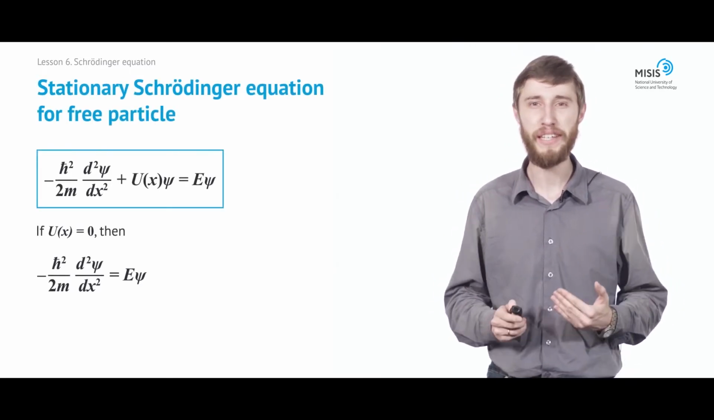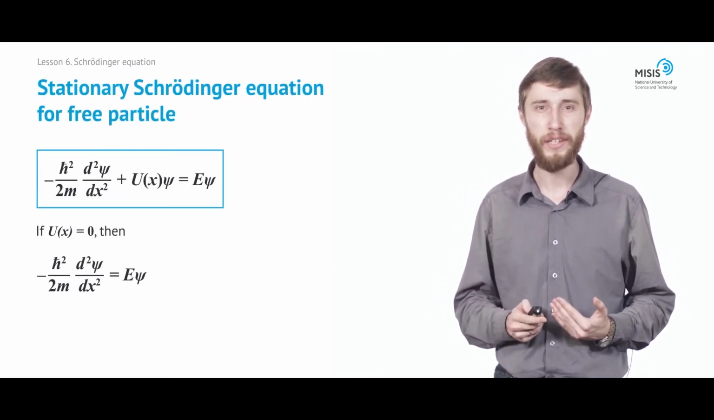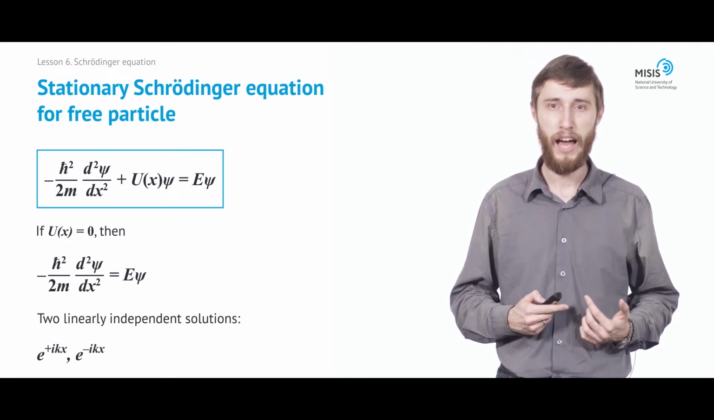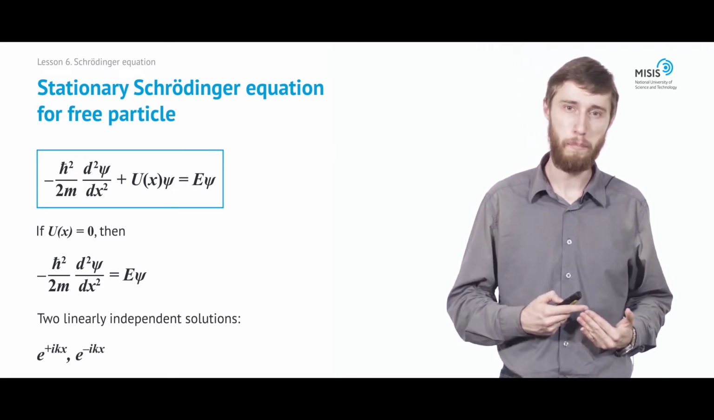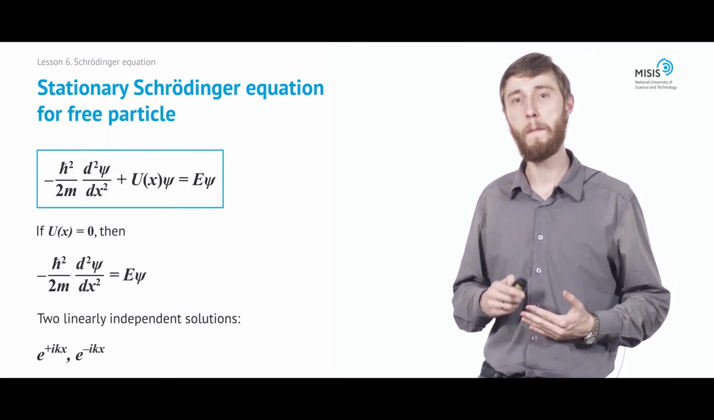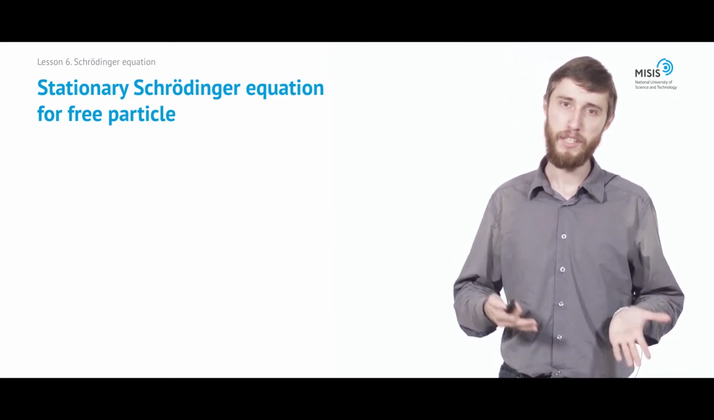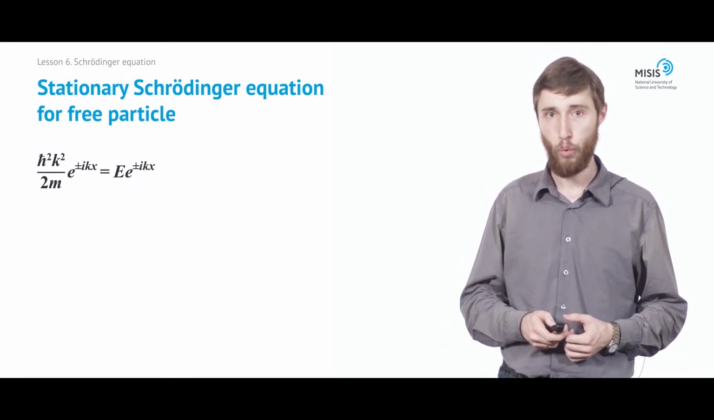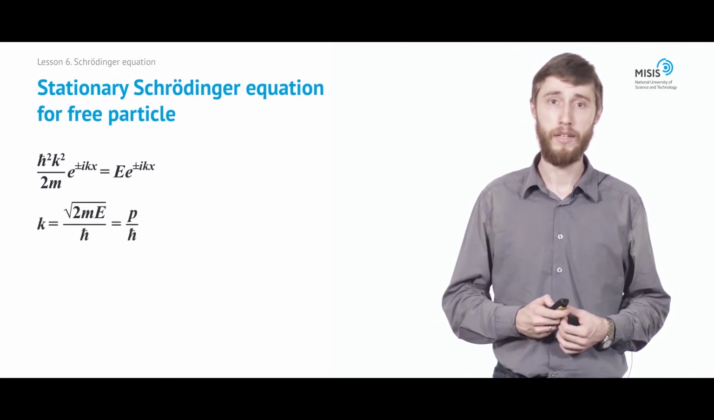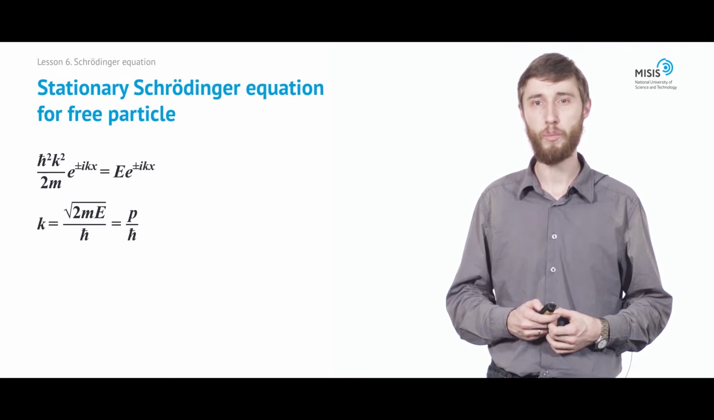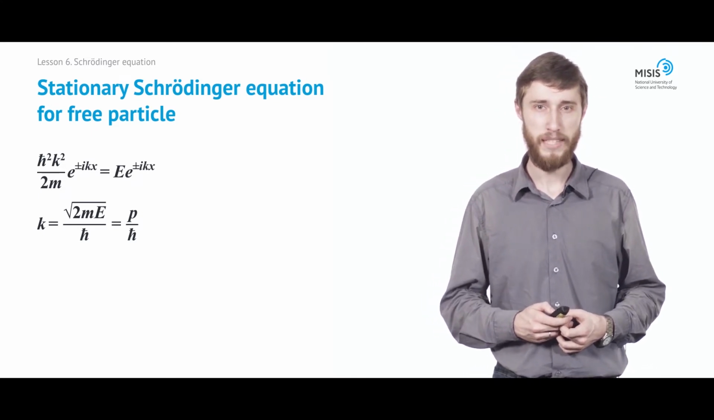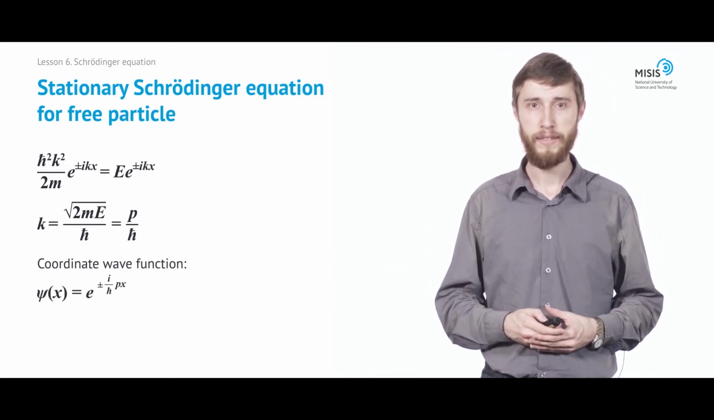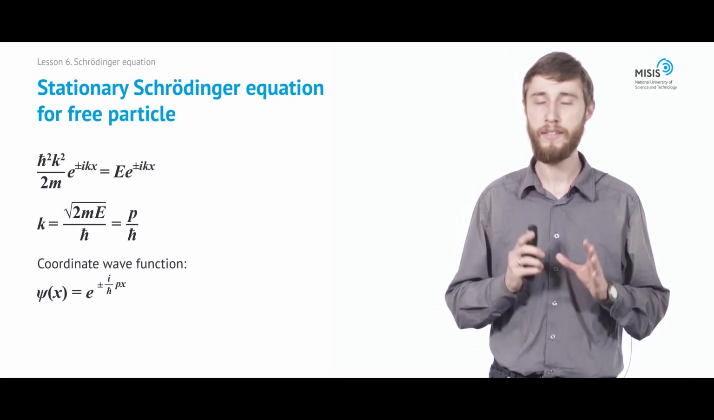First, note that if the potential equals 0, then our stationary Schrödinger equation simplifies and in fact can be easily solved. Two independent solutions are just familiar plane waves, e to the power plus ikx and e to the power minus ikx. Substituting any of these into the equation, we get this. So we find k. In the numerator, we have precisely the classical momentum of the particle. So the psi function can be written also in this way. So the complete time-dependent wave function is the following.